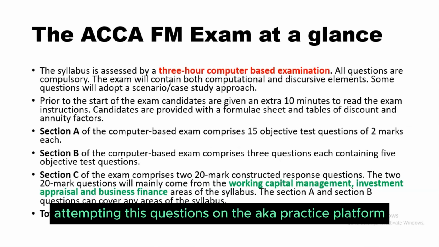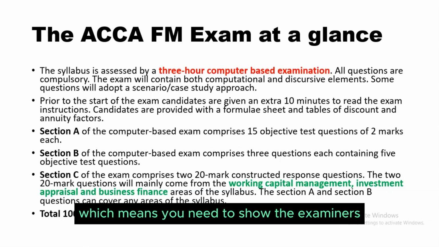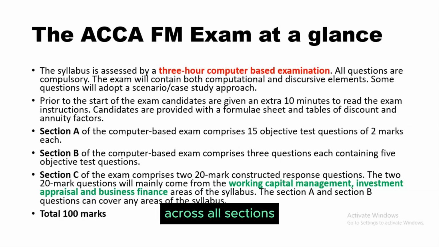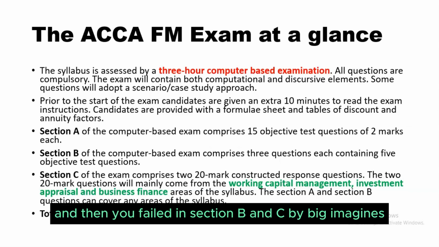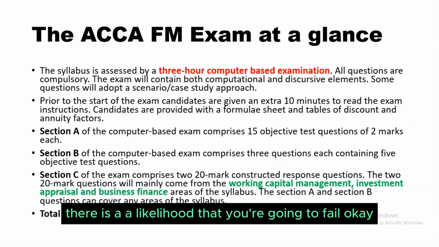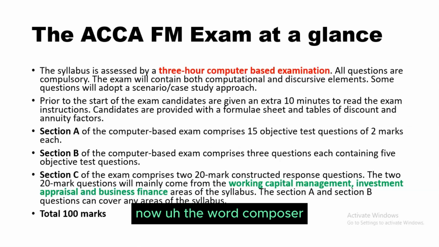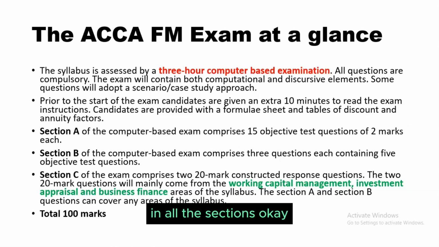which means by now you should be practicing attempting these questions on the ACCA practice platform. Remember all questions are compulsory, which means you need to show the examiners that you are ready to pass across all sections. If you get 100% in section A and then you fail in section B and C by bigger margins, then there is a likelihood that you're going to fail. Compulsory simply means that you need to put extra effort in all the sections.